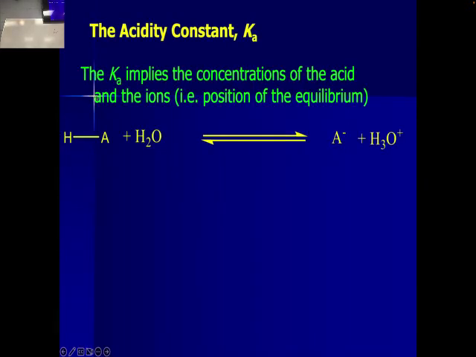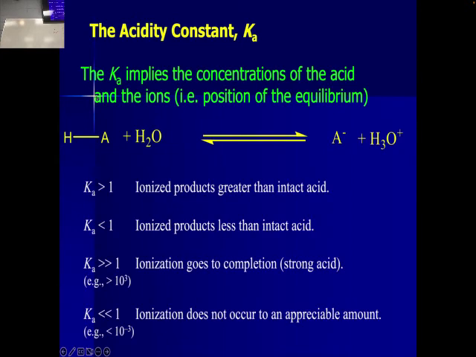So let's go through this. Let's recap just a little bit. Okay, so Ka implies the concentrations of the acid and the ions that are formed, right? Tells us something about the position of the equilibrium. If Ka is greater than 1, I know that this is bigger than this. I have more products than reactants. If Ka is less than 1, I know that I have more of this than I do this.